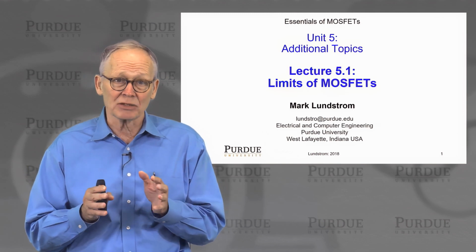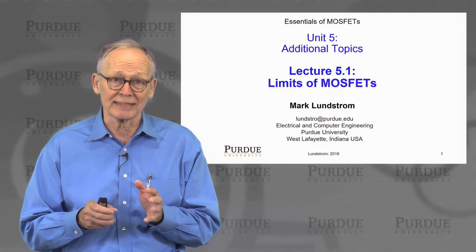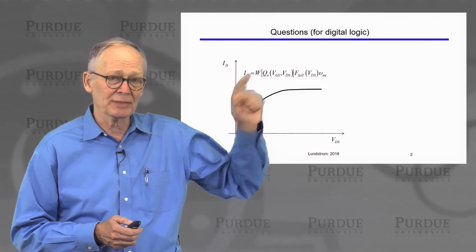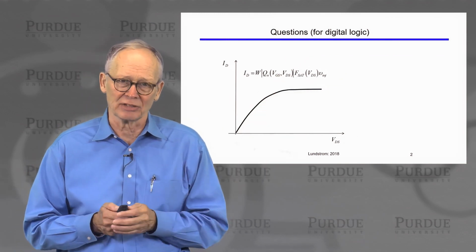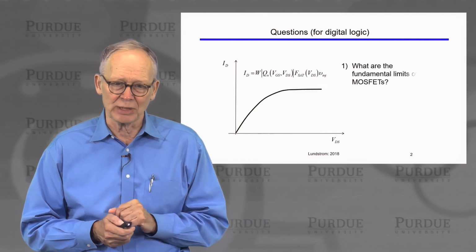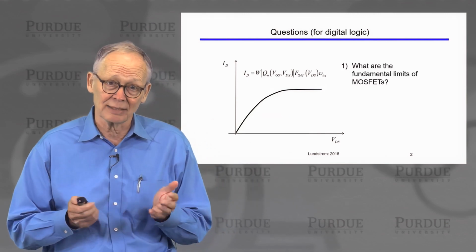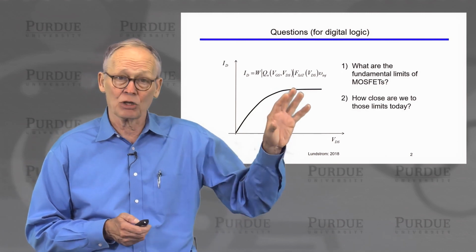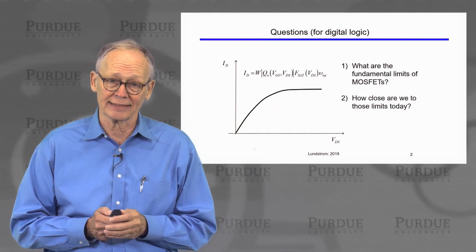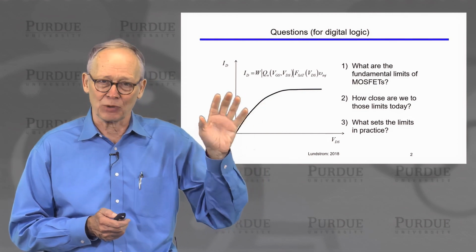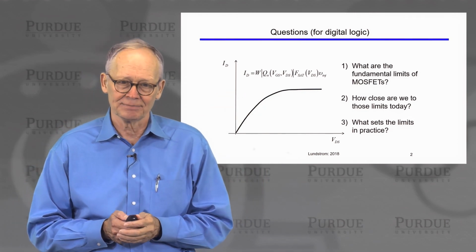We're going to begin by talking about the limits of MOSFETs. How small can we make MOSFETs? Now, I'll specifically be considering the limits for digital logic, and we'll be asking 3 questions. What are the fundamental limits of MOSFETs? How small can we make them? Questions like that. How close to the limits is present-day technology? And what, in practice, sets the practical limits of MOSFETs?